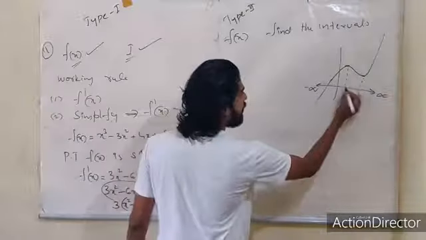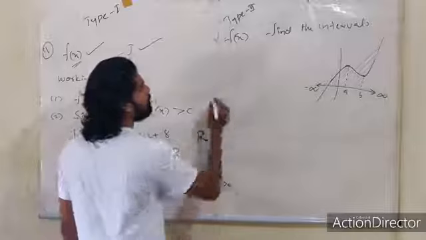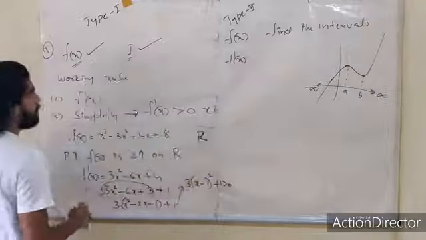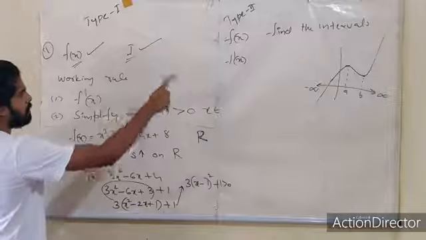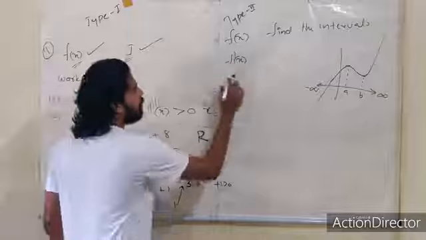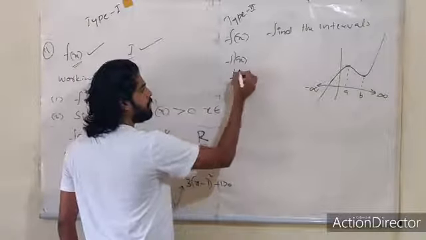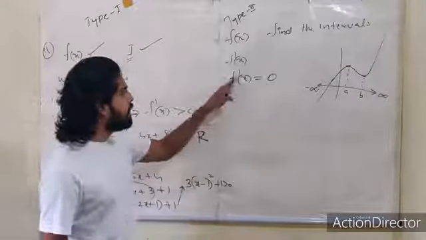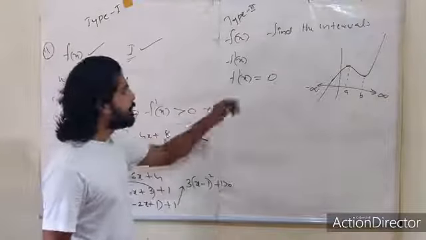So in order to find the values A and B, the first step is to differentiate the function. The working rule is, the first step is to differentiate, in this type of problem. Next is to equate the derivative with 0. Differentiate and let it be equal to 0.